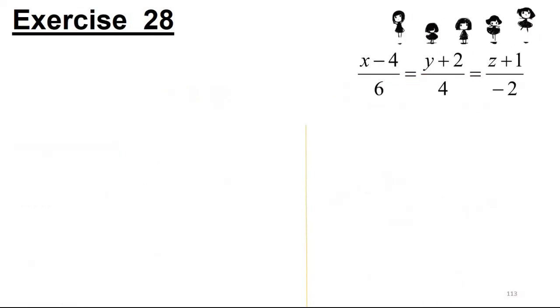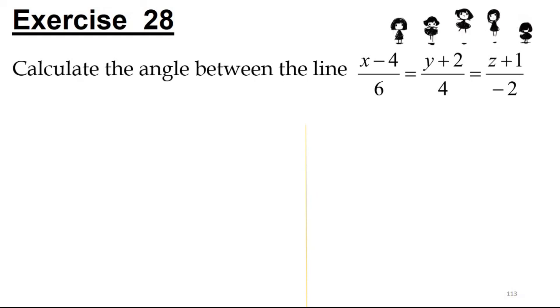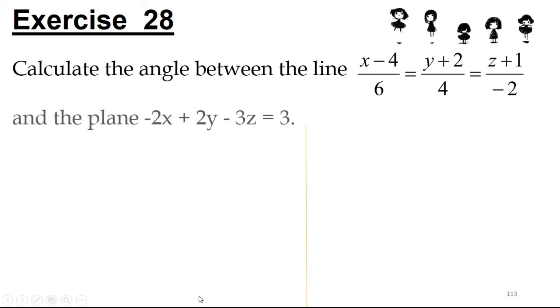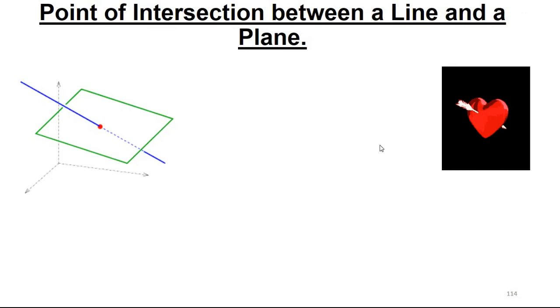Untuk exercise 28, benda yang sama je, cuma kita nak bagi awak faham lagi, so try lah buat. So, this one sepatutnya, you will get theta equal to 3.72. Okay, cuba try buat. Okay, kita dah masuk last part of vector. Point of intersection between a line and a plane.